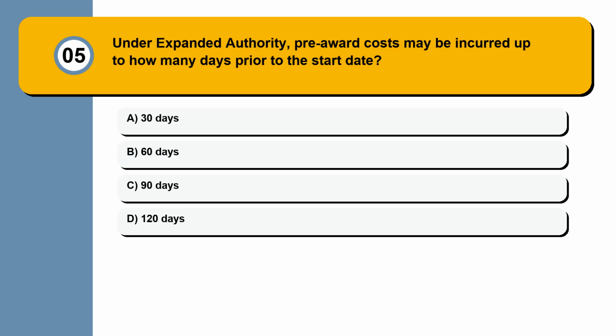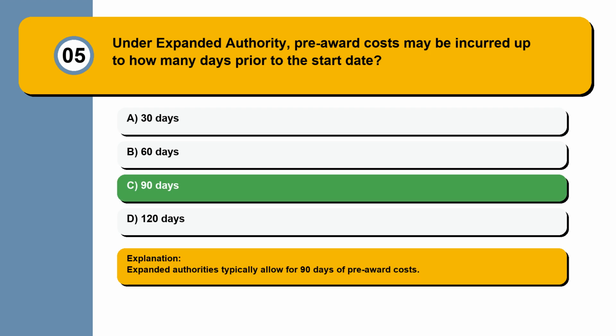Question 5. Under expanded authority, pre-award costs may be incurred up to how many days prior to the start date? 30 days, 60 days, 90 days, 120 days. Expanded authorities typically allow for 90 days of pre-award costs.